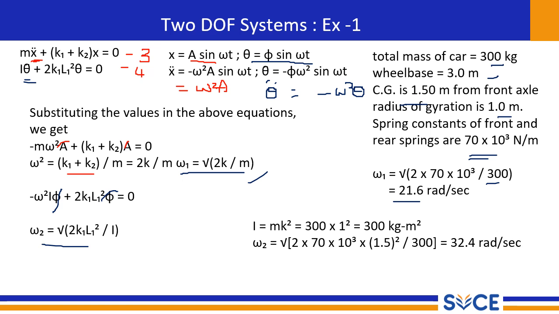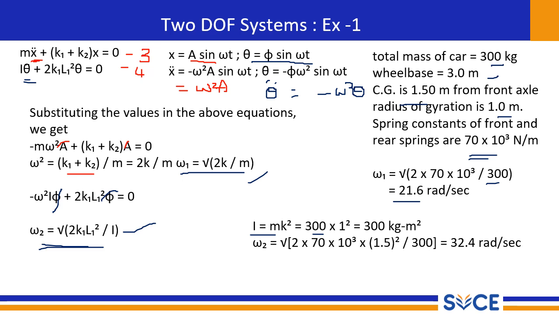Similarly, we can take the second natural frequency and substitute the moment of inertia. What is moment of inertia? It is nothing but mass of the car into radius of gyration squared. Radius of gyration is given as 1 meter. So mass is given as 300. So 300 into 1 square, you will get eventually 300 kg per meter square.